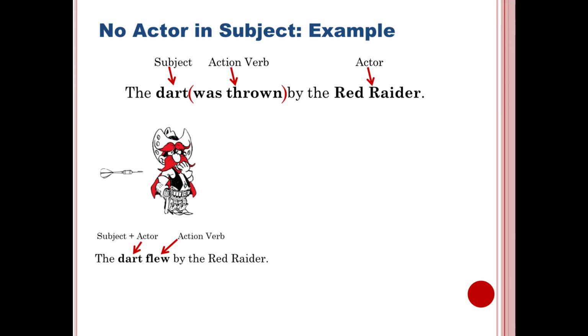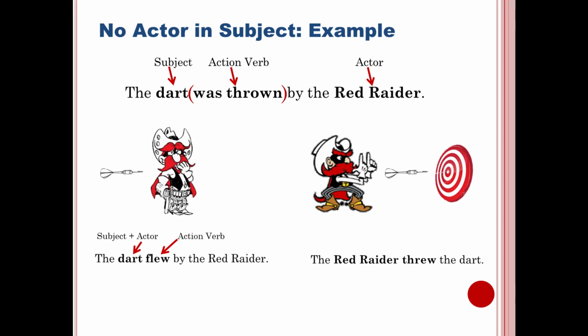In most cases, the rewrite that we will want will end up being the Red Raider threw the dart, so the Red Raider becomes our actor, and he's in the subject position. We've picked him up and we have moved him from someplace later in the sentence, and we have adjusted our verb. It's almost the same, we've just adjusted it a little bit. So now the Red Raider threw the dart.